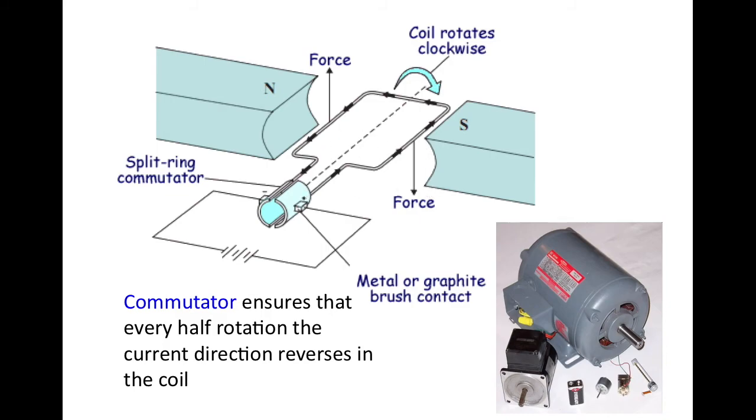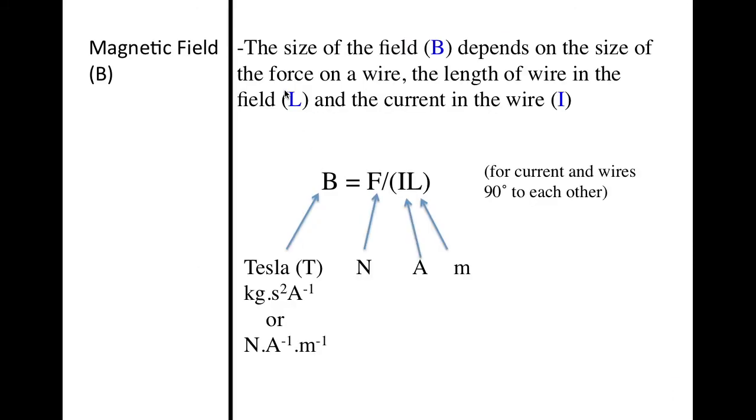Another thing to note is that the direction of the current must be reversed every half turn. Otherwise, the coil is going to come to a halt. This is achieved by using a commutator. The size of the magnetic field, denoted as capital B, depends on the size of the force on a wire, as well as the length of the wire in the field and the current in the wire. The equation is represented below.